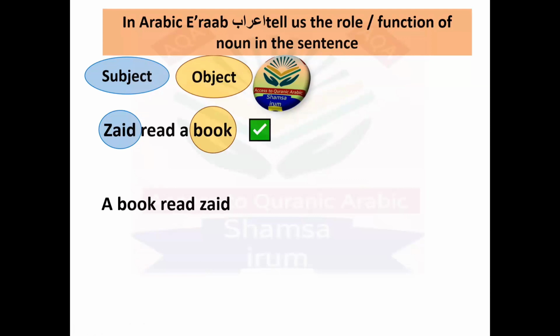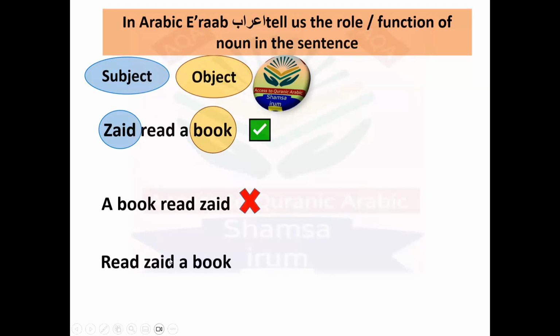It's totally wrong. If I ask what's the role here for the book, it means it's a subject because it came at the beginning of the sentence, and Zaid is at the end, so it acts here as an object. So it doesn't make any sense. How can the book read Zaid? So it is a wrong sentence.